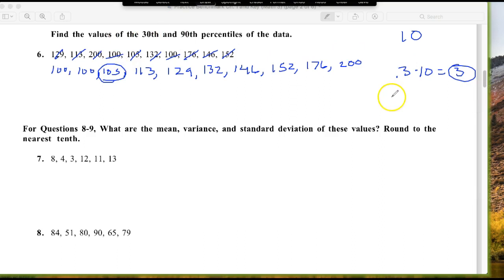Now let's do the 90th percentile. The 90th percentile will be 0.9 or 90% times the number of values you have. You have 10 values, which is going to give you 9. So you're going to count over to your 9th value. 1, 2, 3, 4, 5, 6, 7, 8, 9. Here's your 9th value. So this is the 90th percentile, meaning 90% of the values fall at or below 176. This will be your 90th percentile. And this will be your 30th percentile.